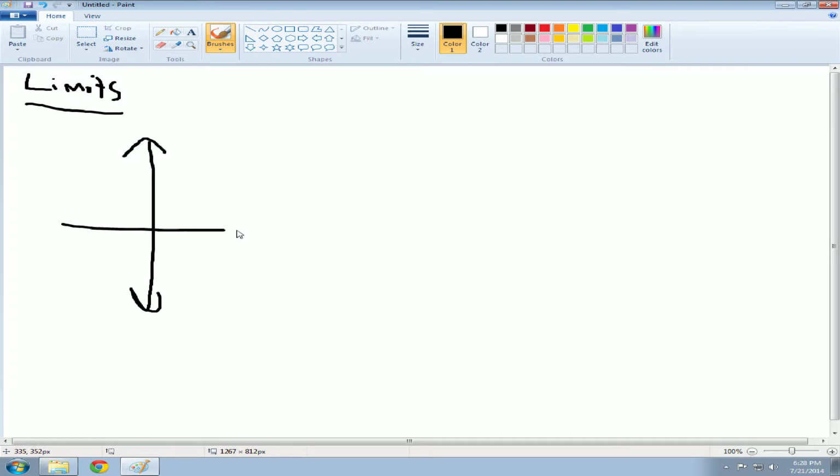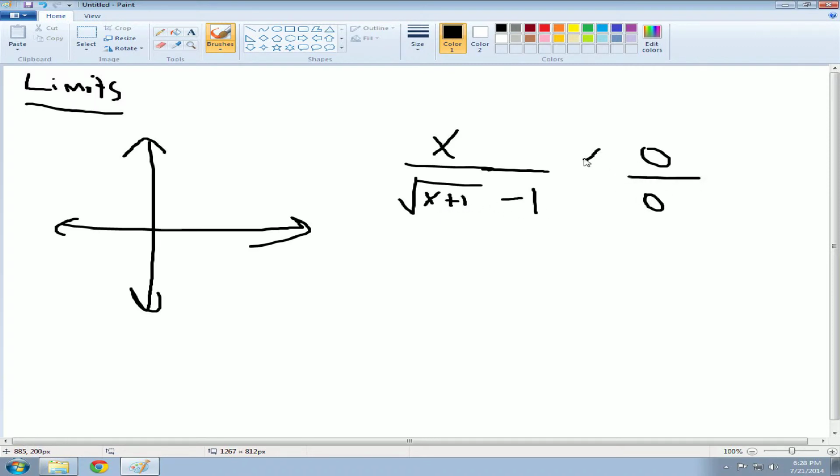So, if we have a line like this, and we have an equation, x over square root of x plus 1 minus 1, what we're saying is when x is 0, you get 1 minus 1, so you have 0 over 0 when x equals 0. So in an actual graph, at x is 0, you have a hole in the graph. And what we're doing with limits is we're going to find out what the number would be if it was there. We're going to approximate what it should be.